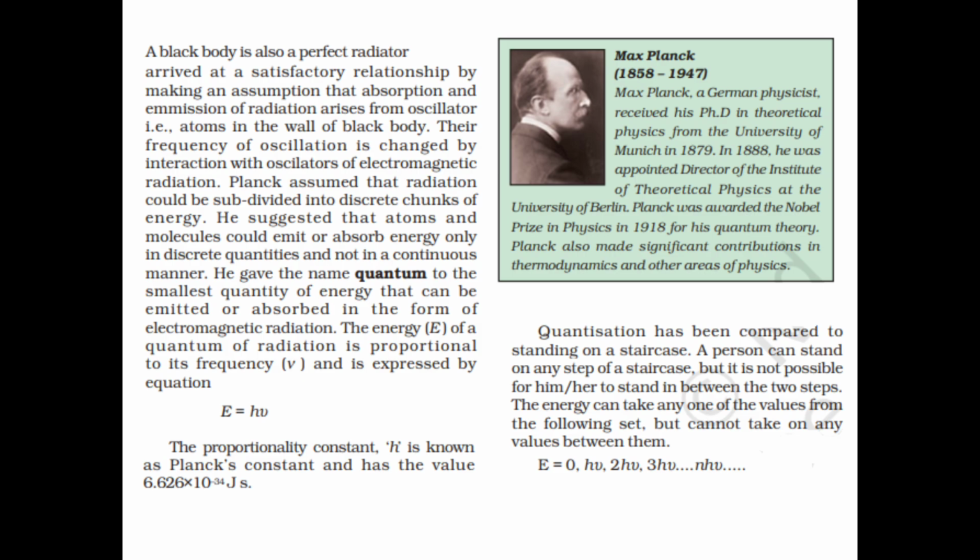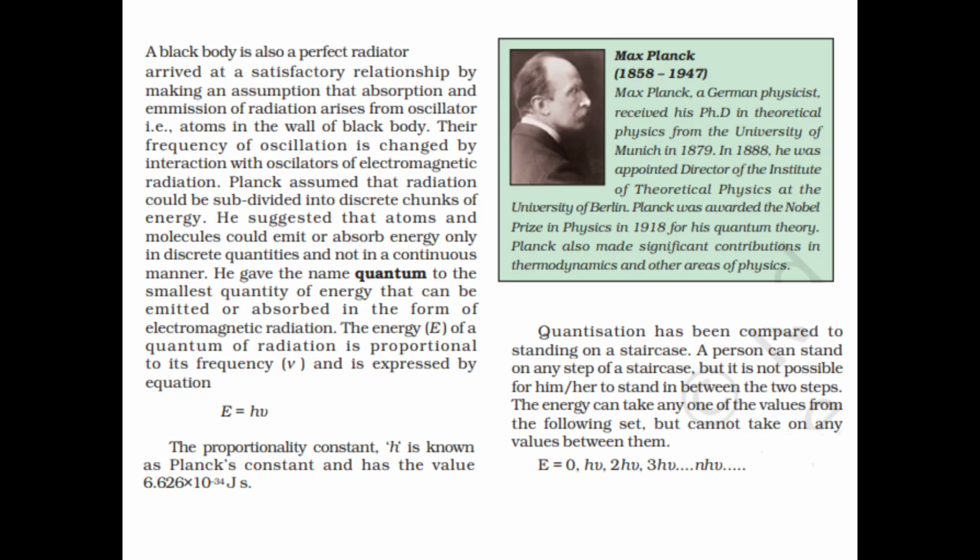Now come to the Max Planck's experiment. A black body radiation. A black body is also a perfect radiator. Planck arrived at a satisfactory relationship by making an assumption that absorption and emission of the radiation arises from oscillators, that is, atoms in the wall of the black body. Their frequency of oscillation is changed by the interaction with oscillators of electromagnetic radiation.